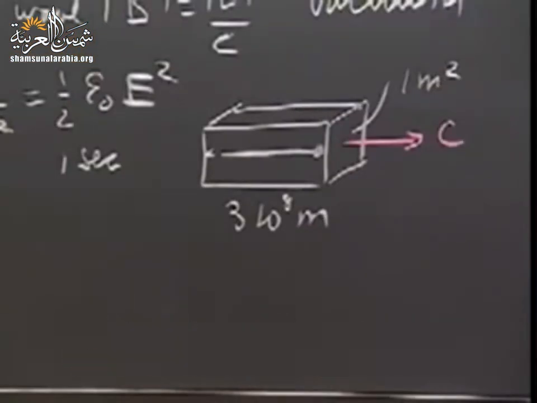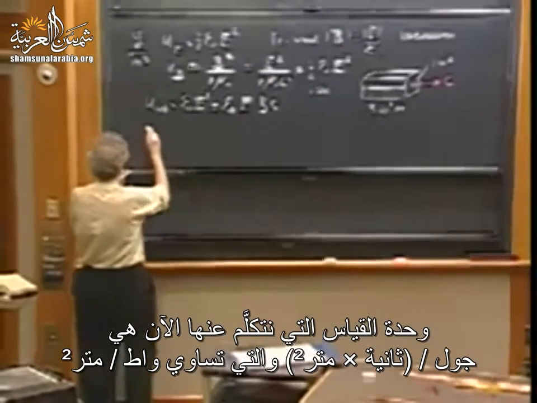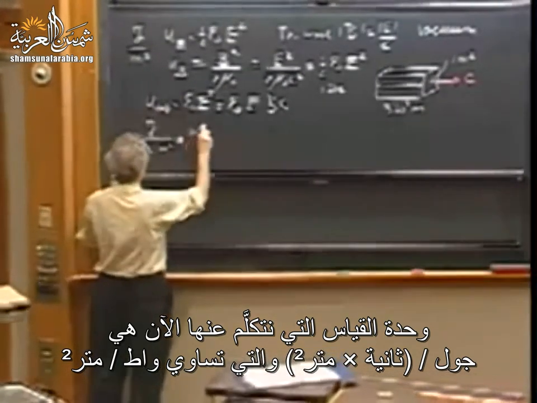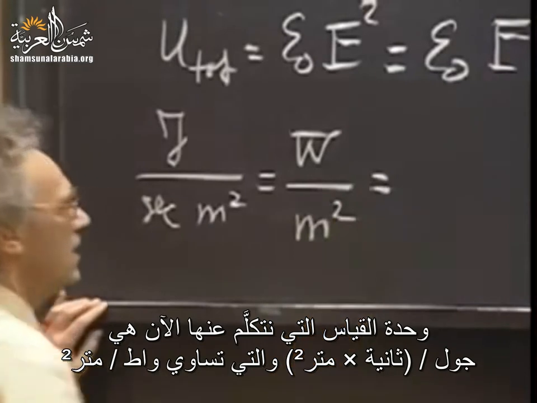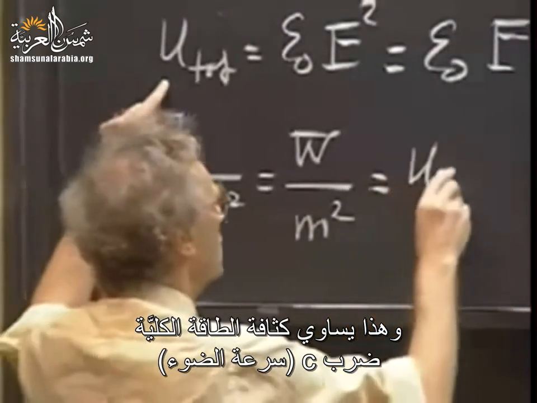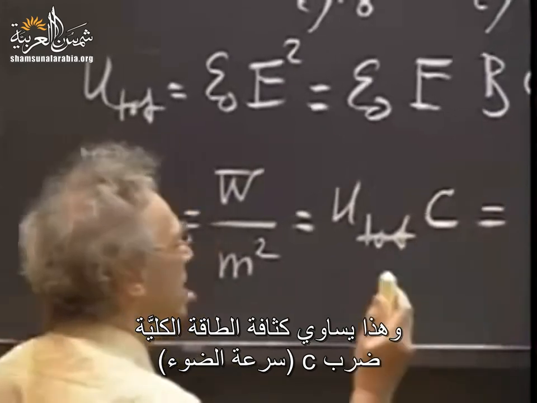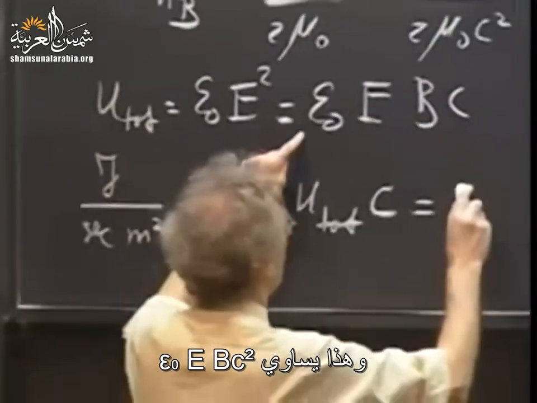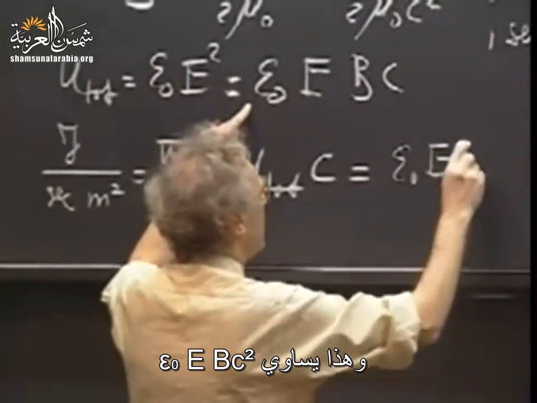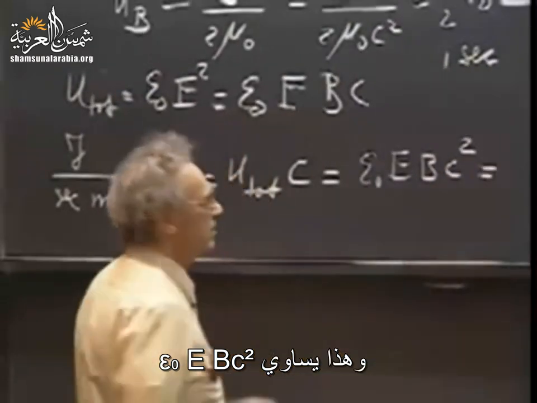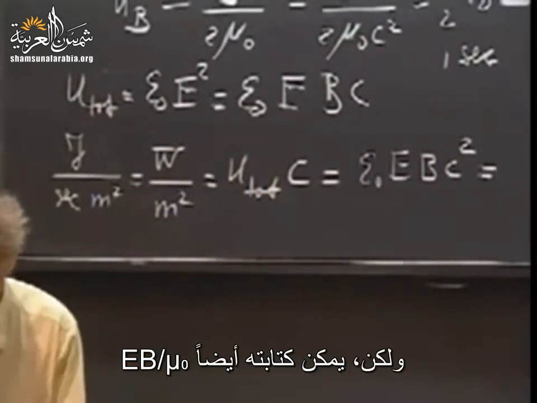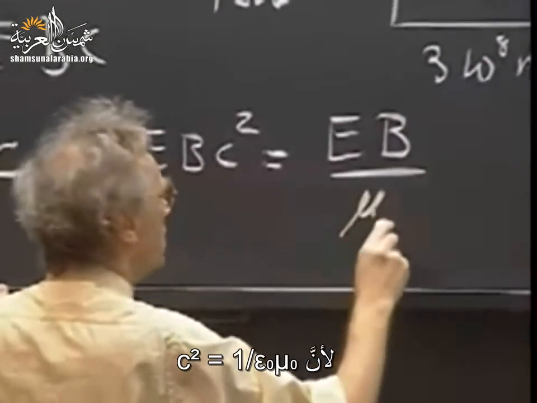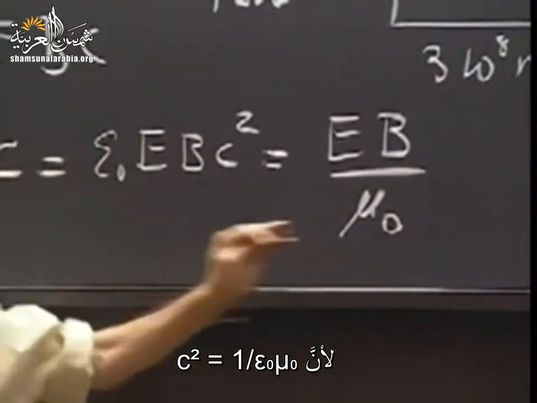And so the dimensions that we're talking about now is joules per second per square meter, which is also watts per square meter. And that now is, of course, the total energy density times c, the speed of light, for which you can write epsilon 0 times E times B times c squared, if you like that. But you can also write for that EB divided by mu 0, because c squared is 1 over epsilon 0 mu 0.